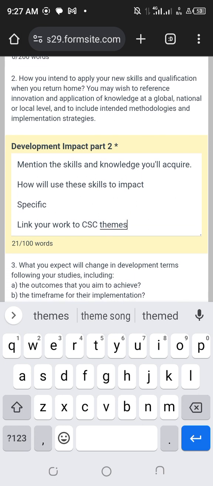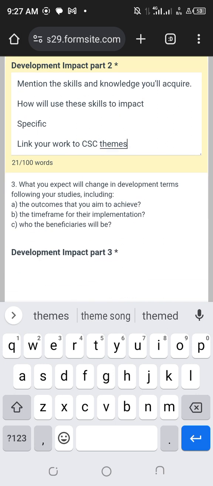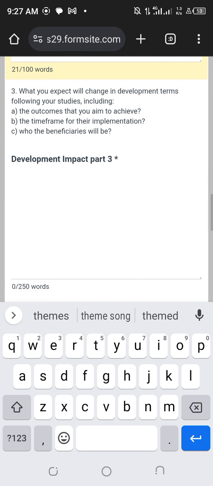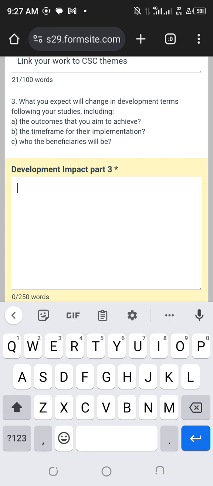Okay. So that's that about development impact part 2. So let's move to the third one, development impact part 3. What you expect will change in development terms following your studies, including the outcomes that you aim to achieve. Then B, the time frame for their implementation. And then the third one, who the beneficiaries will be.